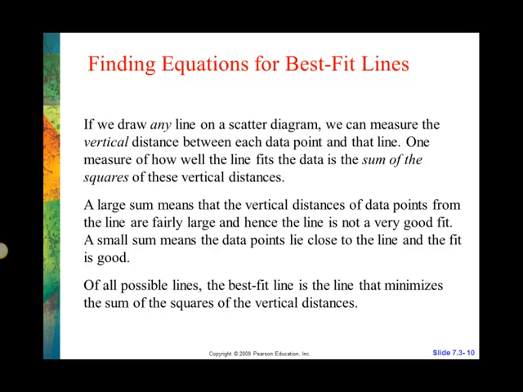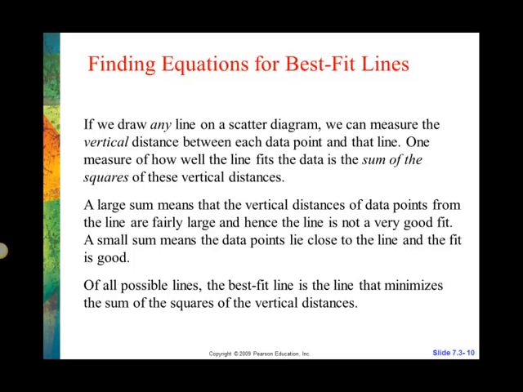Then we square it, because you're going to have positives and negatives, and so we don't want to add them up together, and we'll get 0. So we find the vertical distances, or residuals is another term for that, and we square them and add them all together. And so if you get a large sum, okay, that means it may not be the best fit line.